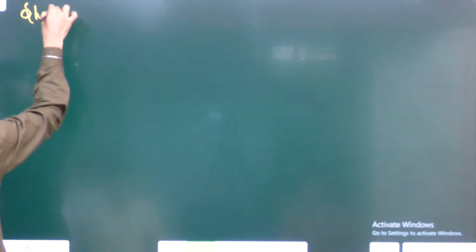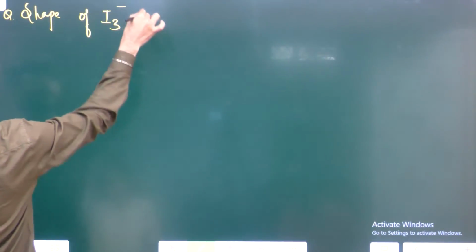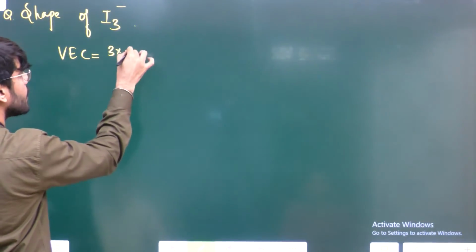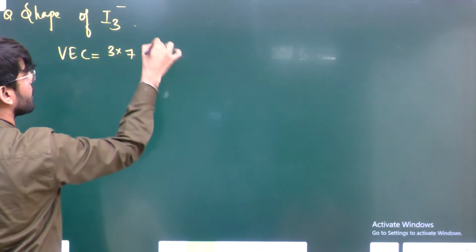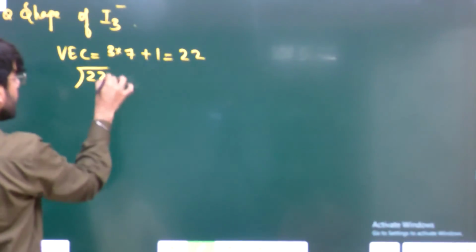एक आयनिक वाला, एक आयनिक की स्पीशीज का भी कर लूं? चलो बताओ मुझे shape of I3 minus. Tell me, shape of I3 minus. Linear. Yes, the first step is to find out the valence electron count, which is 3 into 7 plus this one, which is 22. 22 is greater than 8.